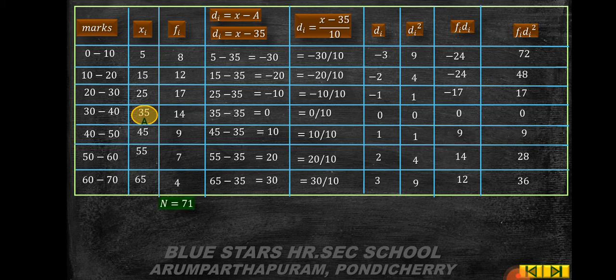Now capital N, or summation Fi, is 71. Summation Fi di is equal to minus 30. Summation Fi di square is equal to 210.